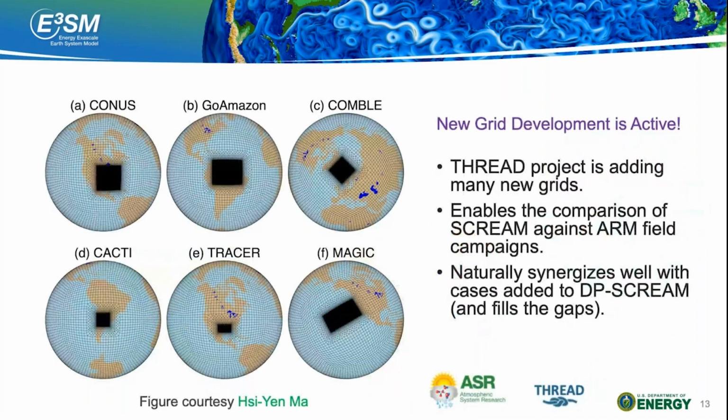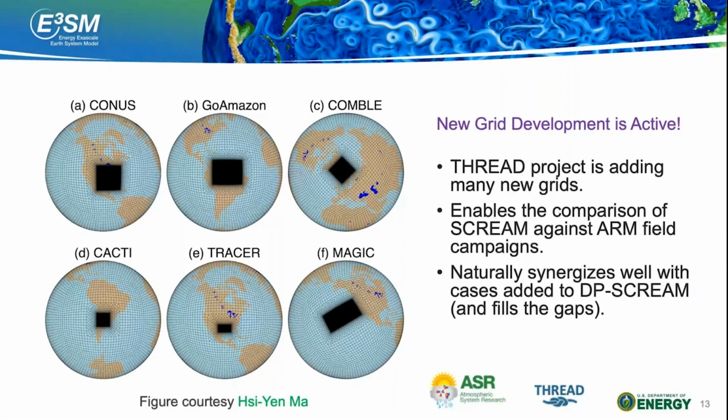And finally, before I conclude, I just want to highlight that RRM grid development is very active. The Thread project alone is working towards adding many new grids at locations of ARM observing sites and field campaigns. This is primarily being done by Xian Ma. This will further add opportunities for expedited analysis of how SCREAM performs against observations. In addition, many of these RRM grids synergize as well, with cases being added to the DP SCREAM library and also helps to fill in the gaps of that configuration.